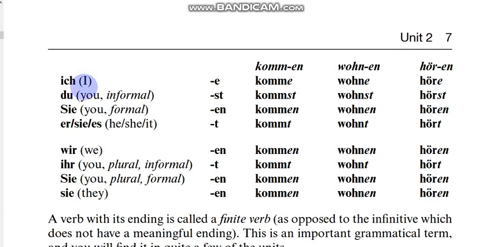Ich, I; du, you informal; Sie, you formal; er, he; sie, she; es, it; wir, we; ihr, you plural informal; Sie, you plural formal; sie, they. Ich komme, du kommst, Sie kommen, er/sie/es kommt, wir kommen, ihr kommt, Sie kommen, sie kommen.